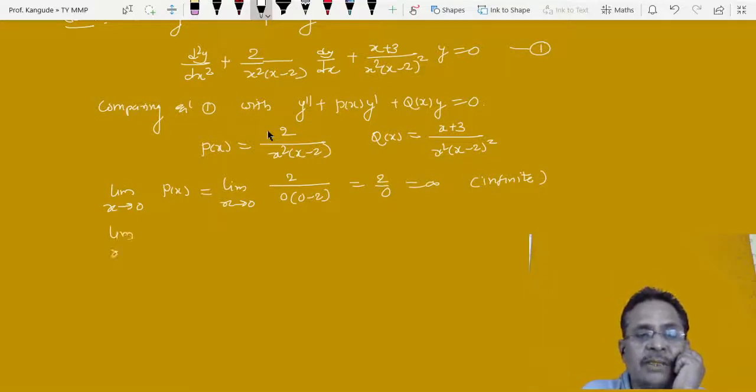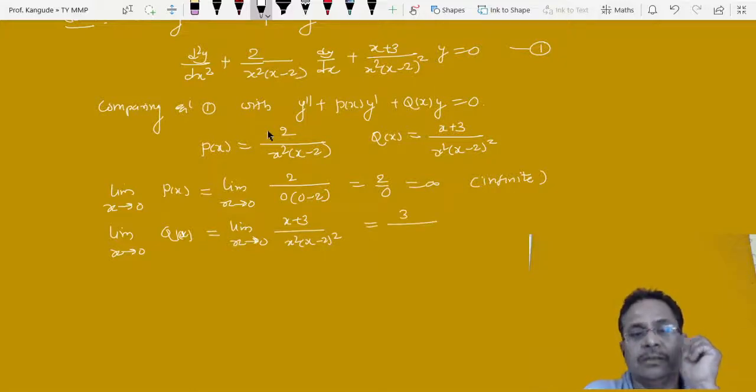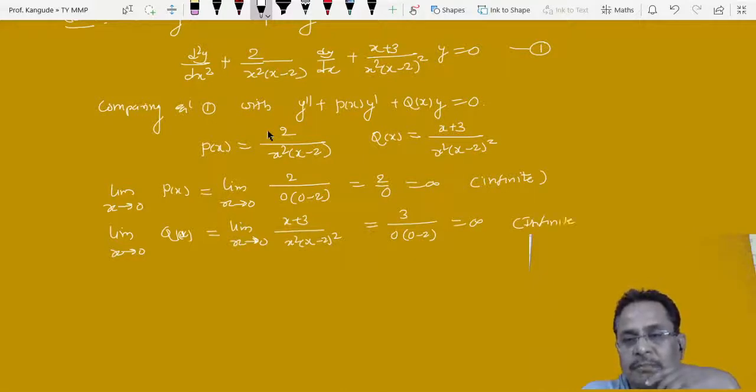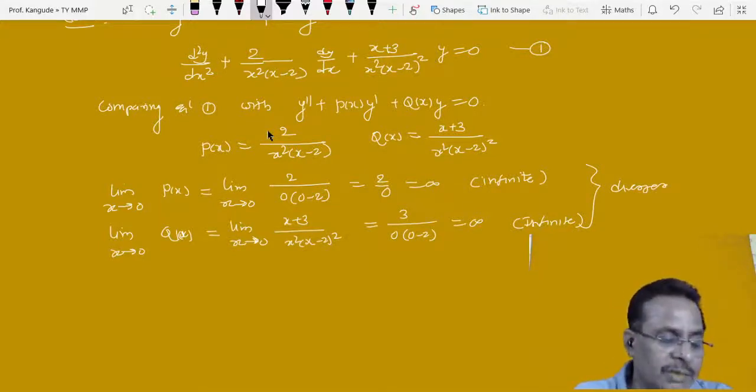Similarly, the limit as x tends to 0 of q of x, which is x plus 3 upon x square into x minus 2 square. So this is again 0 plus 3, which is 3, upon 0 into 0 minus 2. Anything upon 0 is again infinity, so this is also infinite. So both of them diverge, both p of x as well as q of x diverge.